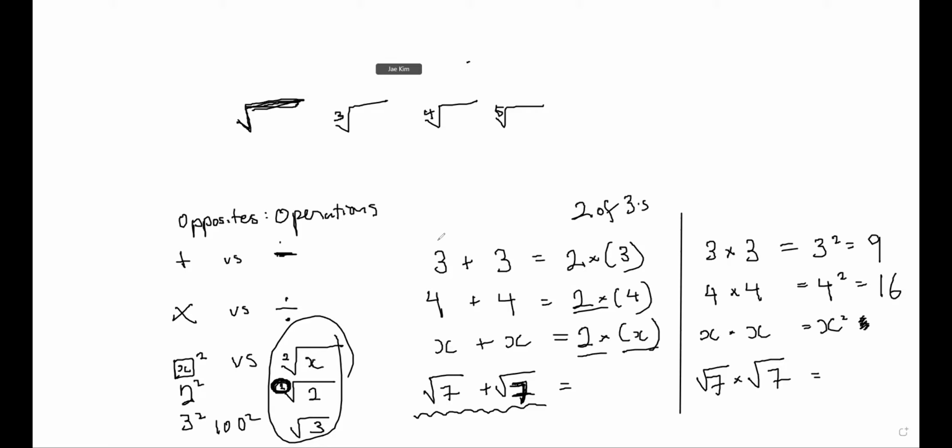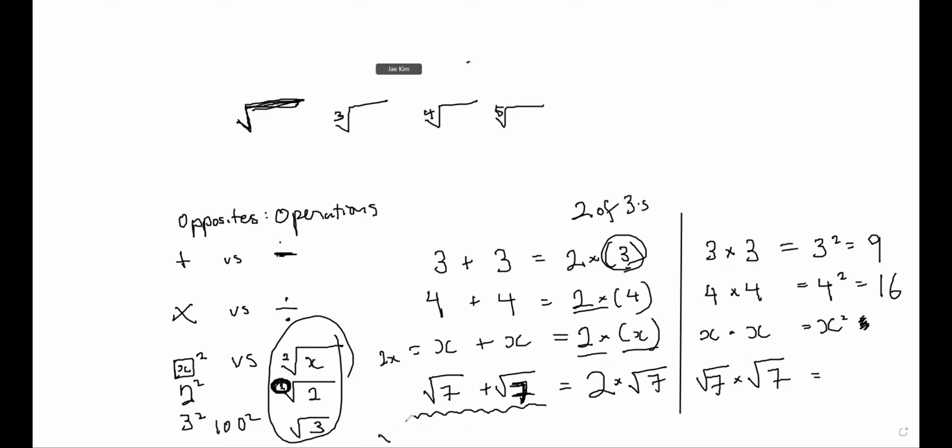If I have something plus something, it's essentially the same as me saying I have twice the thing that I'm looking for, right? I have twice whatever it is I'm talking about. So if I have 3 plus 3, I have 2 times that value. If I have 4 plus 4, I have 2 times that value. If I have x plus x, I have 2 times that x. That's why we write it 2x, right? But if I have root 7 plus root 7, does anything change? No. I have 2 of root 7.